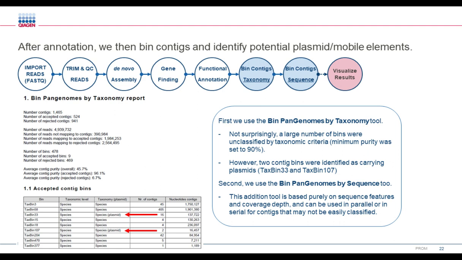For those contigs that are not successfully binned by the taxonomy tool, we then applied the bin pangenomes by sequence tool, which is based on a variation of MetaBAT and another algorithm that was put out by a Salzburg group some years ago. And this tool takes into consideration read depth, coverage, sequence characteristics such as GC content and tetramer frequency and so forth, and then makes a prediction as to how likely it is that multiple contigs within your data set actually belong in the same bin, independent of any reference database that you might provide.